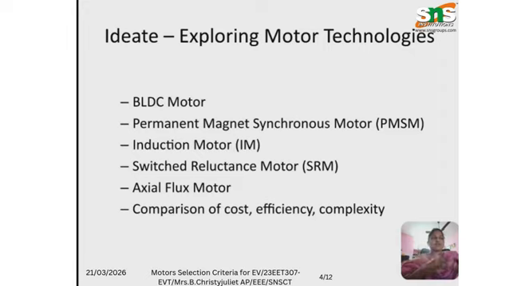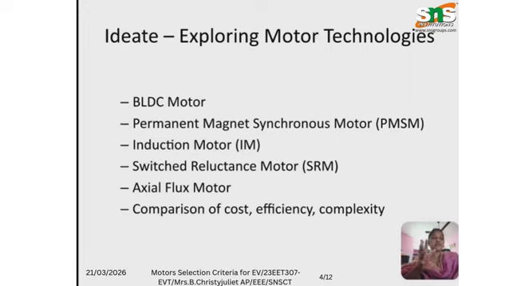The next step is to explore the different motor options we have. As we discussed in the previous video, we have different types of motors like brushless DC motors, BLDC, permanent magnet synchronous motors, PMSM, induction motors, and then switched reluctance motors, axial flux motors, etc. We can compare them based on cost, efficiency and complexity. For example, BLDC motors are compact, but PMSM motors give high power. Induction motors are simple in design and switched reluctance motors are highly efficient.